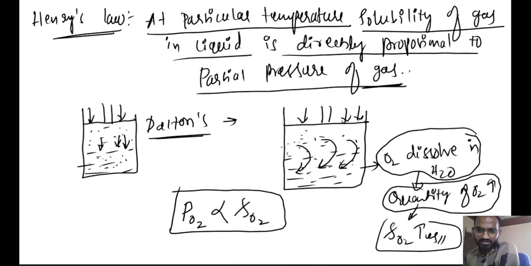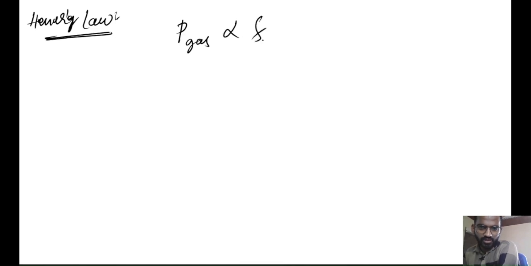Mole fraction of oxygen is also more now. So that's why the partial pressure of a particular gas is directly proportional to its mole fraction in solution. This is only called Dalton's law at the end. So we will get Henry's law. We will combinedly write Henry's law and Dalton's law like this: partial pressure of gas is directly proportional to mole fraction of gas in solution.